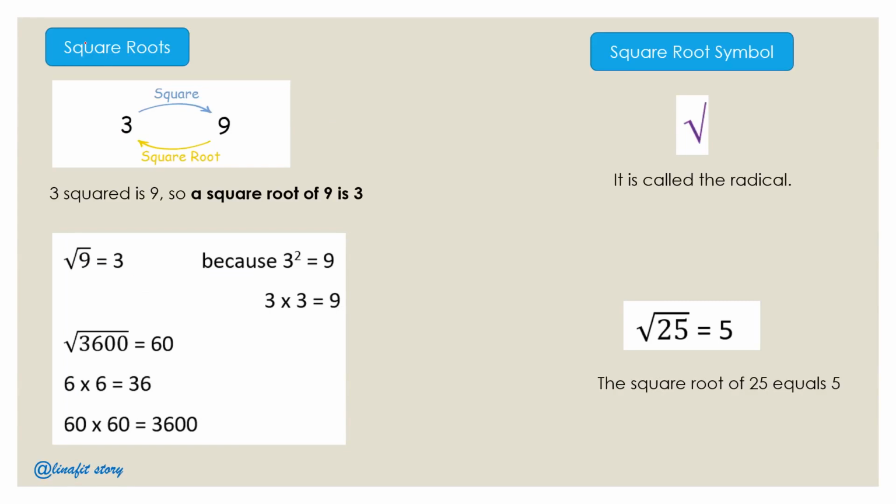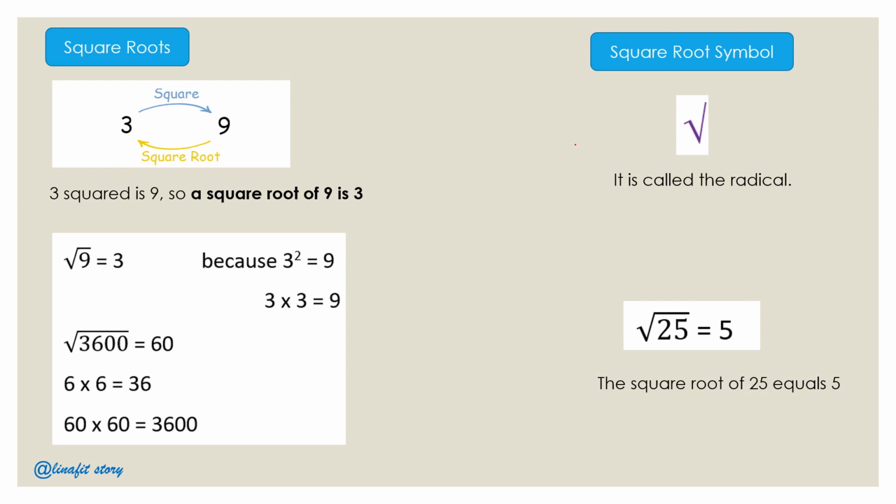How about the square roots? A square root of a number is a value that can be multiplied by itself to give the original number. 3 squared is 9. So the square root of 9 is 3. Why? Because when 3 is multiplied by itself, we get 9. The square root of 3600 is 60. Why? Because 6 times 6 equals 36. So 60 times 60 equals 3600.